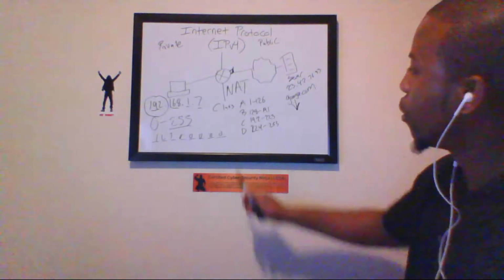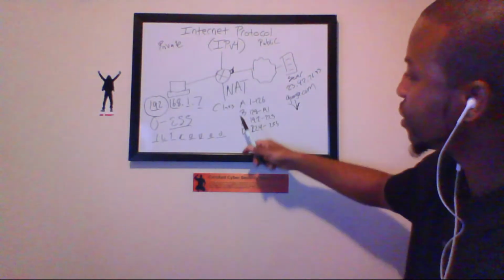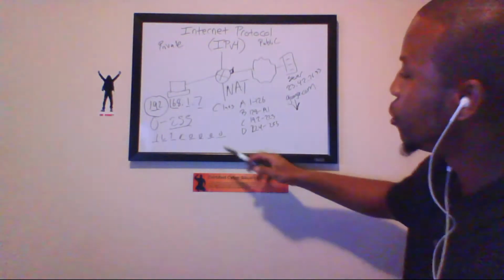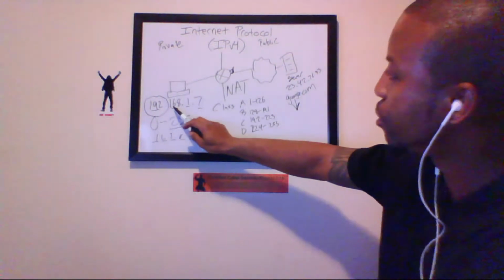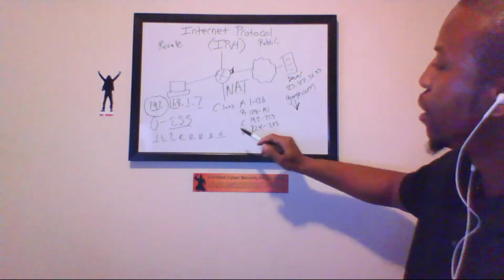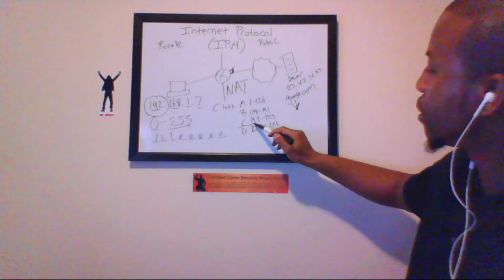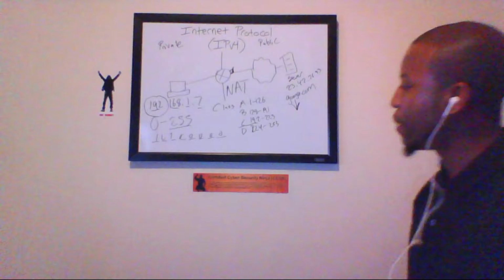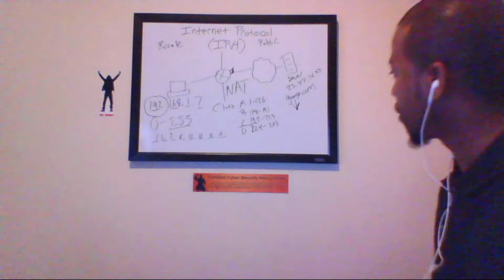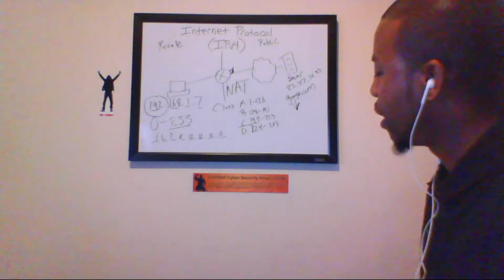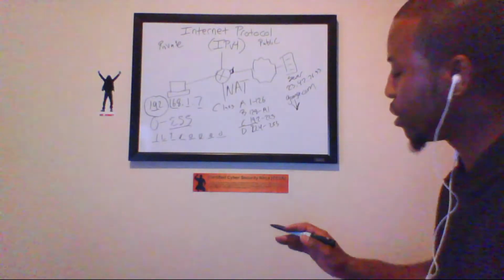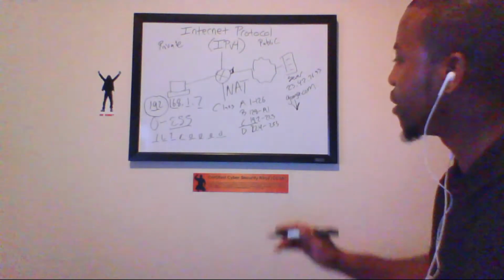Okay? So going back to the different classes of IP addresses, class A, B, C, D, you can see that this IP address, 192.168.1.7, falls in the class C range. So as I mentioned before, a subnet mask is a flow of bits of ones that show what the host portion is of a network.